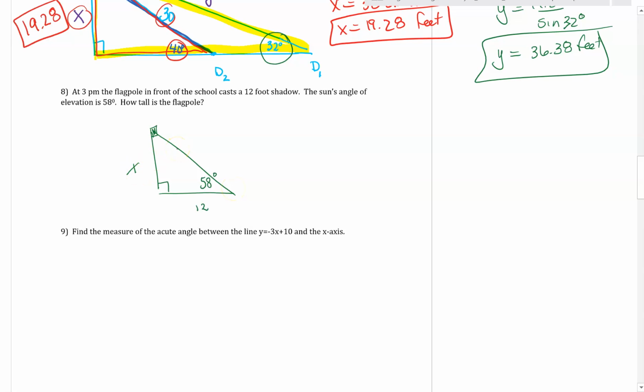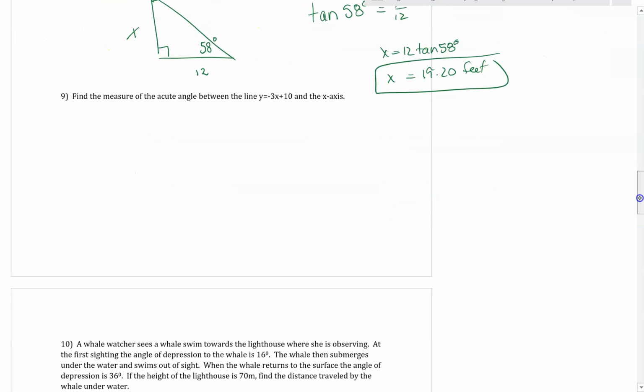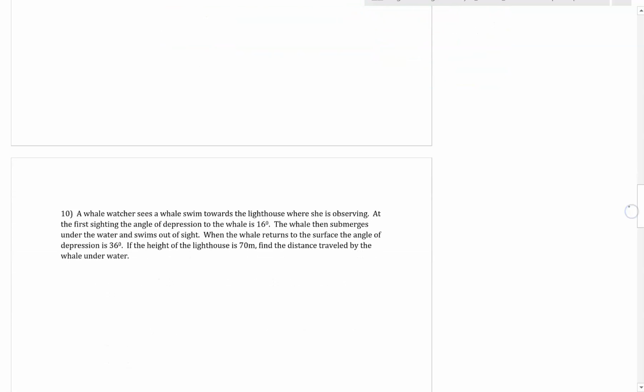Okay, so you have to figure out which trig function would be most helpful. Go ahead and pause the video and write an equation to solve for x. Hopefully you chose tangent. The tangent of 58 degrees is x over 12. So we use our calculator. x is 19.2 feet. Okay, so here's the last one we're going to do, and we're going to actually have you finish the rest of these for part of your homework.